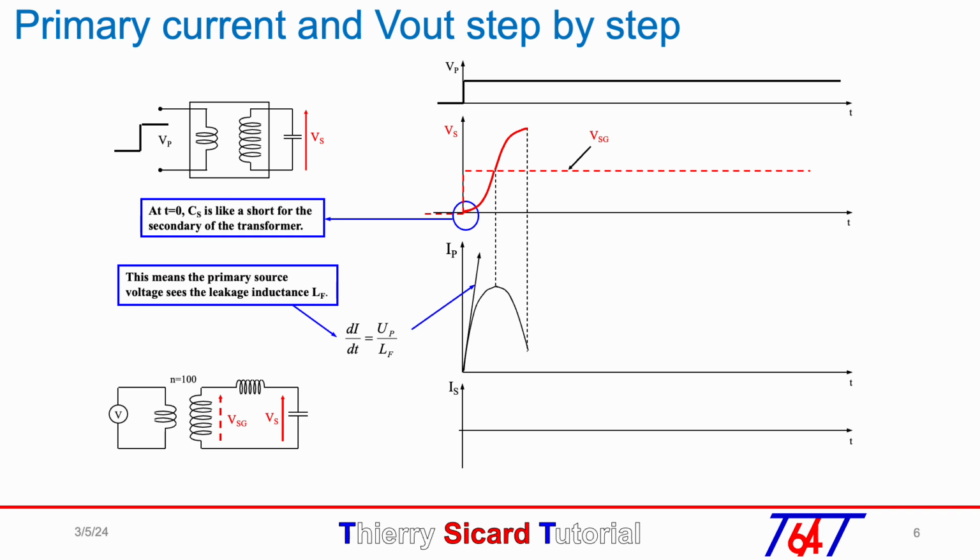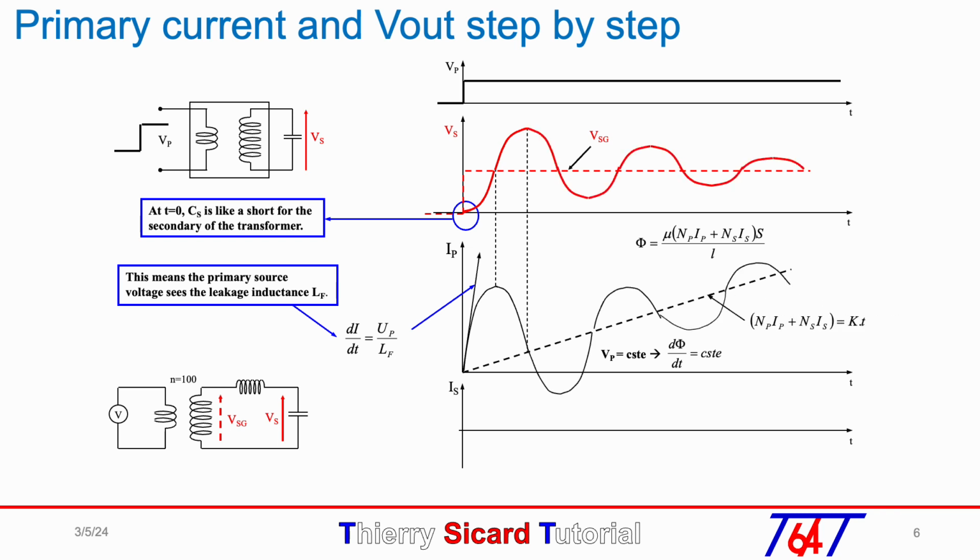As phi equals B S, then mu H S, then mu N I S over L, then mu S over L times NPIP plus NSIS. As Vp is constant, d phi over dt is constant, so NPIP plus NSIS is a linear ramp proportional to the time with the dIp over dt slope equal to Vp over Lp.